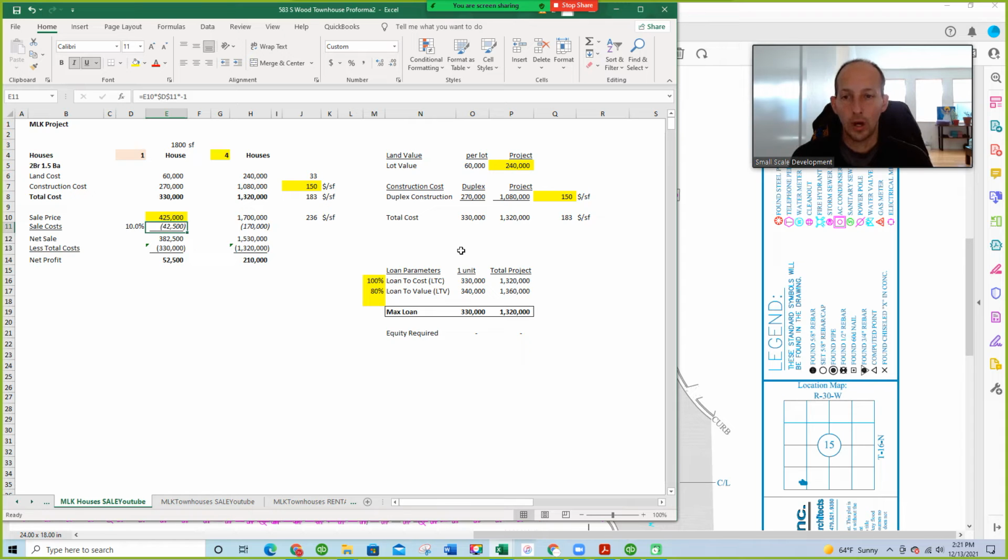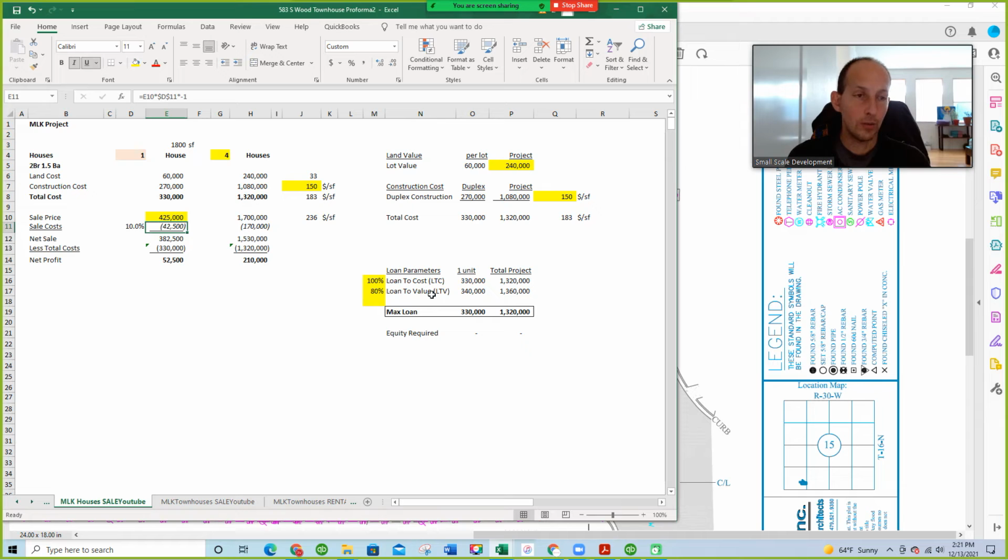Now, when you're talking with the bank, this is what's happening right now. So things may change. If the market changes, we may see different things. But right now, what I'm seeing is I can get 100% loan to cost. So if the cost of a project includes the lot value and the construction, so if the total cost is $330,000, I can get 100% of that cost covered by the bank in a loan.